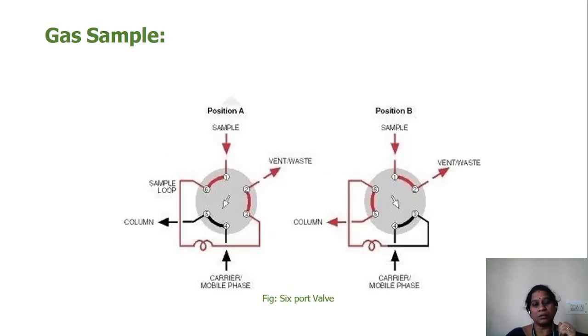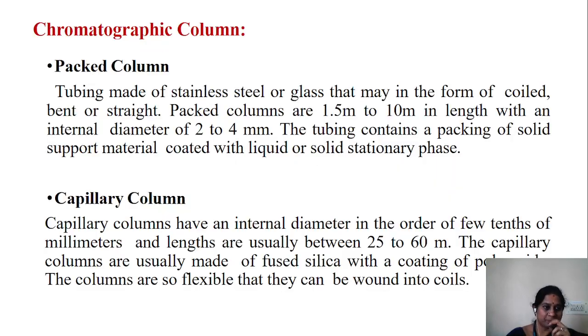Next comes how the gaseous sample can be introduced into the column. That is through this valve kind of arrangement. This is the 6-port valve, and the position of the valve will be changed to infuse the gas sample into the mobile phase.